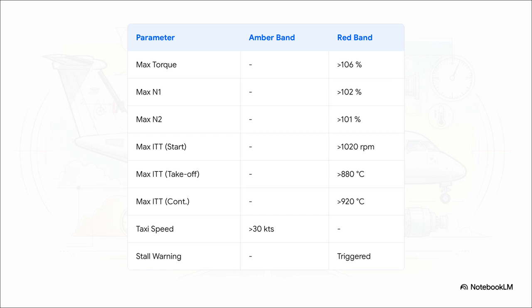Now keeping an eye on our temperatures. Maximum interstage turbine temperature, or ITT during start, is a red band if it tops 1020 RPM. Max ITT during takeoff over 880 degrees Celsius is red, and continuous ITT over 920 degrees Celsius is, you guessed it, red. Transitioning to the taxiway, going over 30 knots in a straight line or over 40 knots on a runway backtrack triggers an amber warning. Plus, a sudden temperature spike crossing 880 degrees Celsius while taxiing acts as a red limit. And lastly, if a stall warning is triggered at literally any point, that is an immediate red band event.